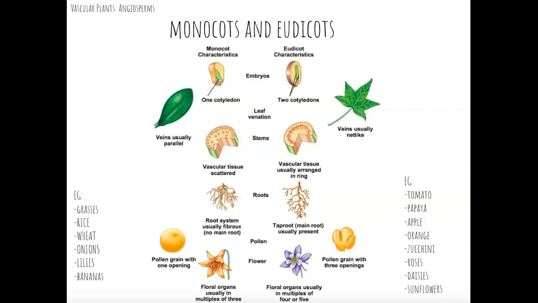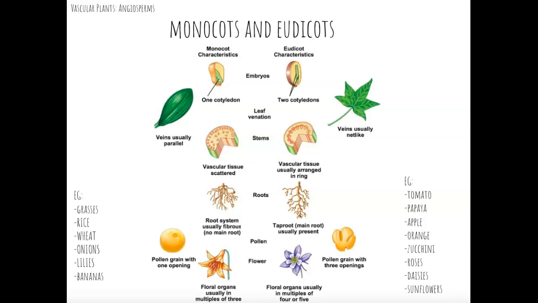Monocots also have vascular tissue that is scattered. So it's the xylem and phloem that we talked about in the last lecture that is scattered throughout the stem. The root system of a monocot is usually fibrous, so it doesn't have a large main root. It just has a lot of small branching roots.